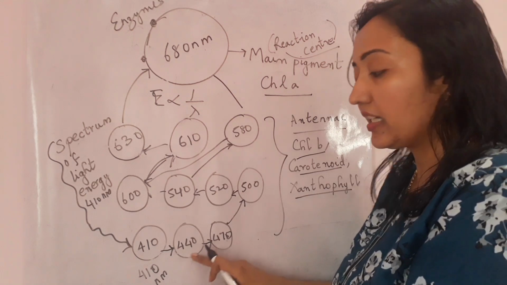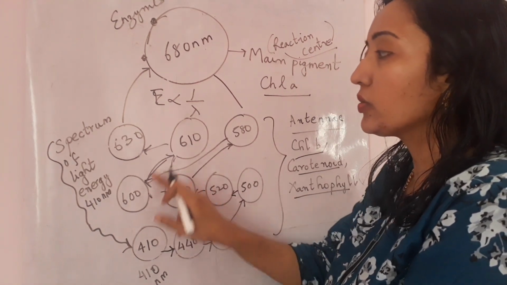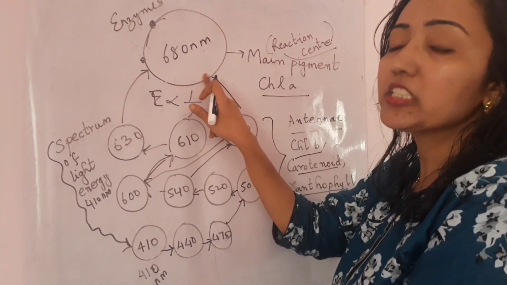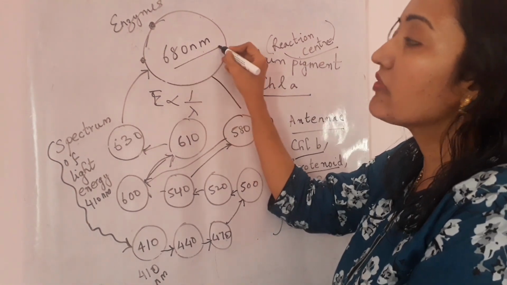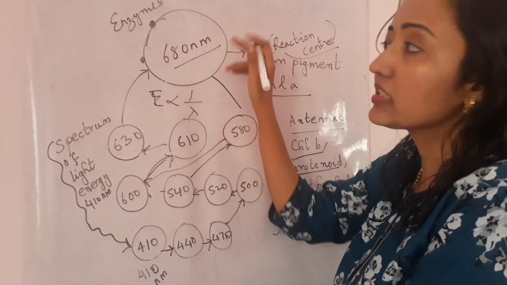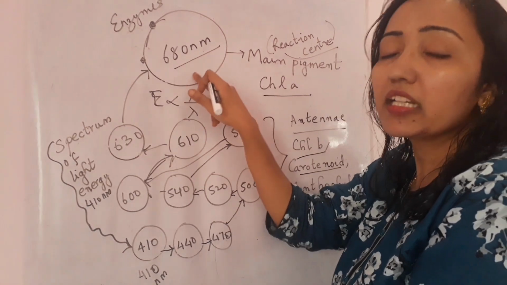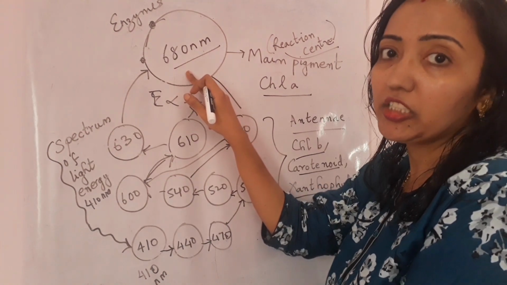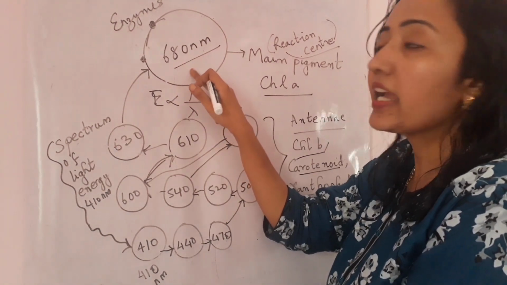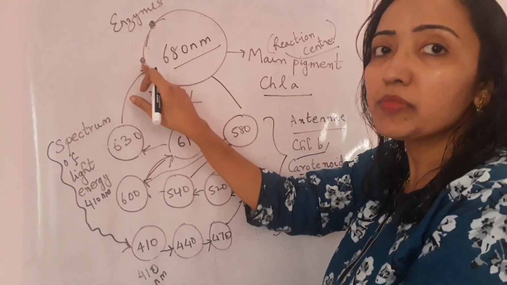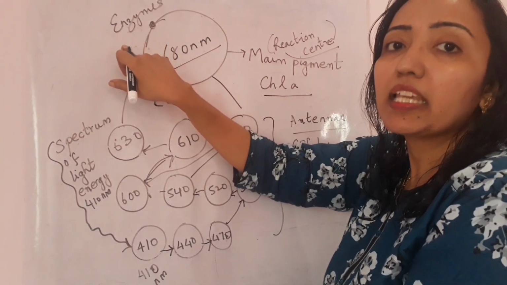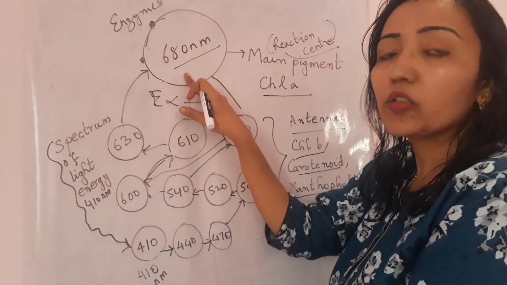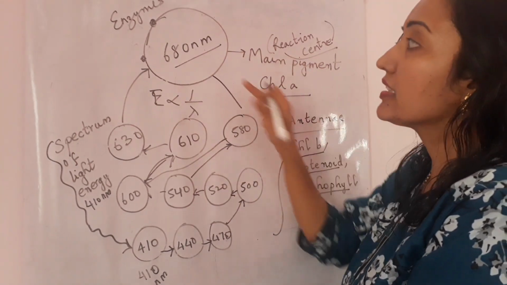So energy again decreases. Finally, the energy is passing on to different pigments at higher and higher increasing wavelength, and this chlorophyll A, which is the main reaction center, has the wavelength of 680 nanometer, which is the highest wavelength. Chlorophyll A, or the reaction center, functions at higher wavelength and lowest energy. It has enzymes attached to it, and these enzymes carry out photolysis or breaking of water. Electron reaches here in the chlorophyll A, the reaction center, the main pigment.